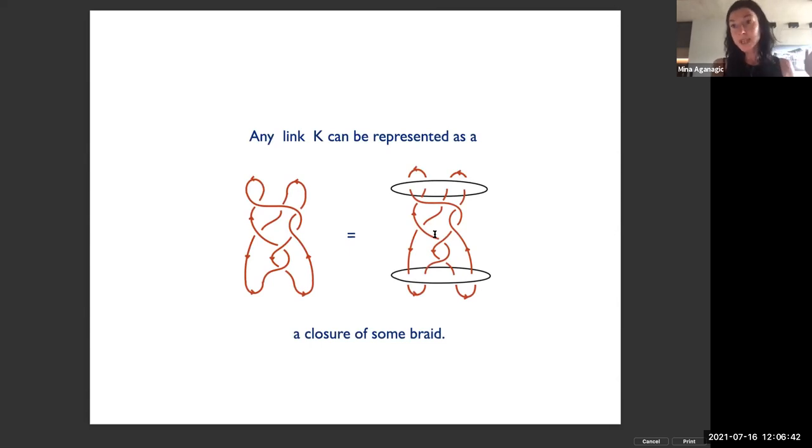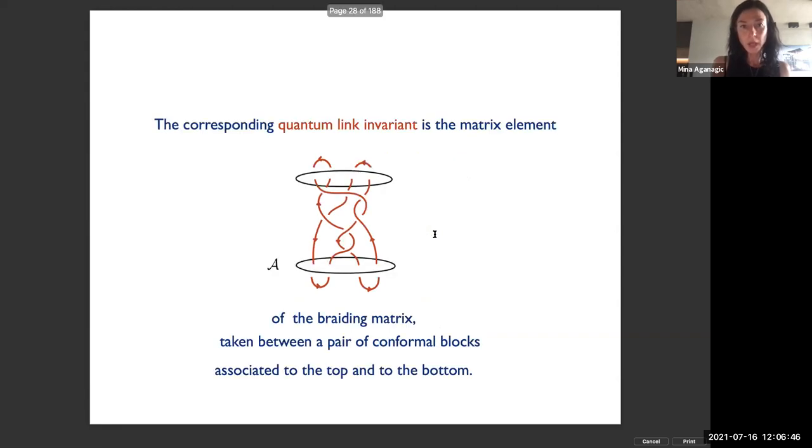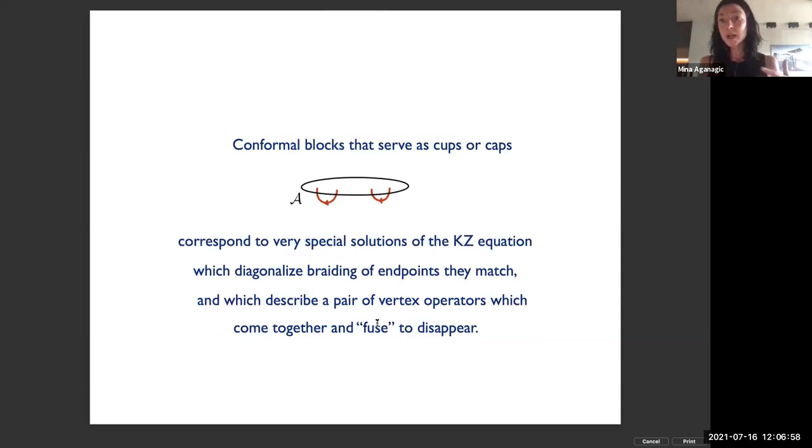Now, you can represent any link as a closure of some braid. The corresponding quantum link invariant is then a matrix element of the braiding matrix between a pair of conformal blocks associated to the top and the bottom. The conformal blocks that serve as caps are very special solutions of the KZ equation, which diagonalize braiding of the matched endpoints.